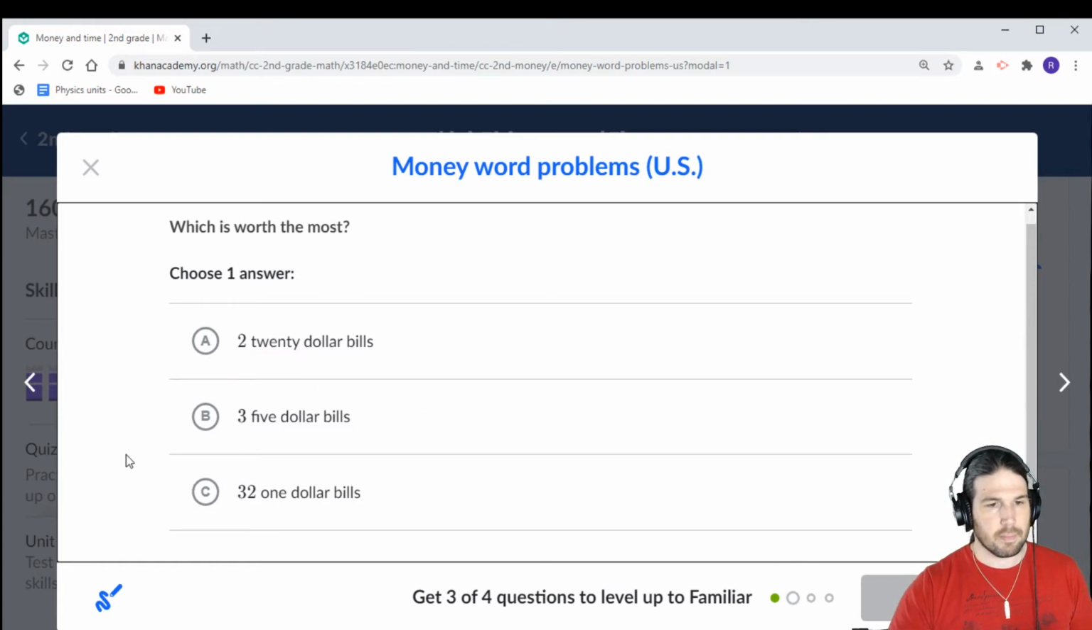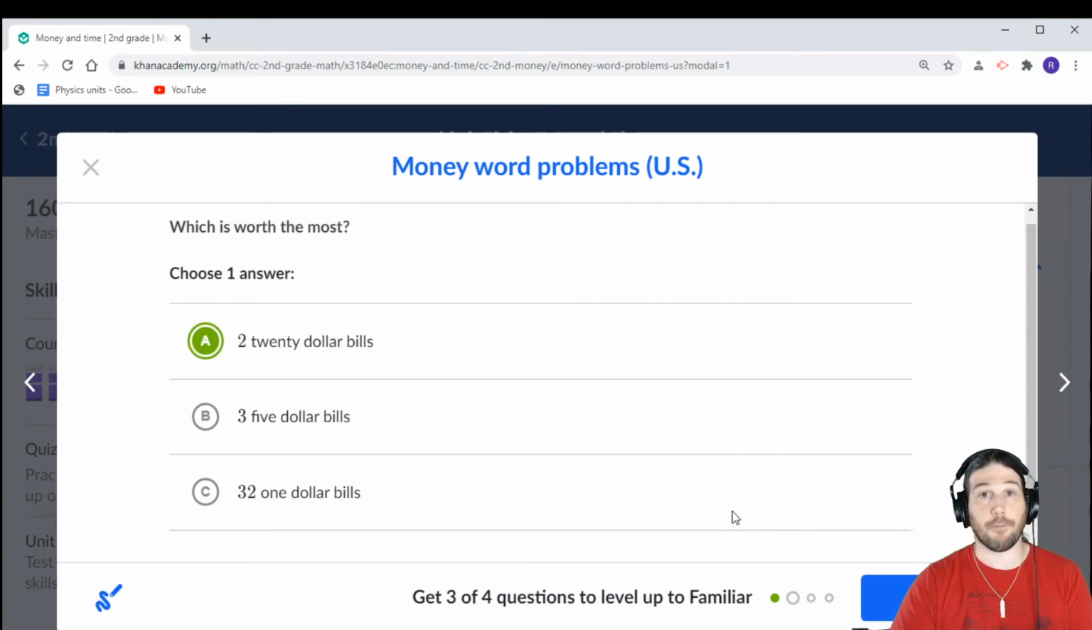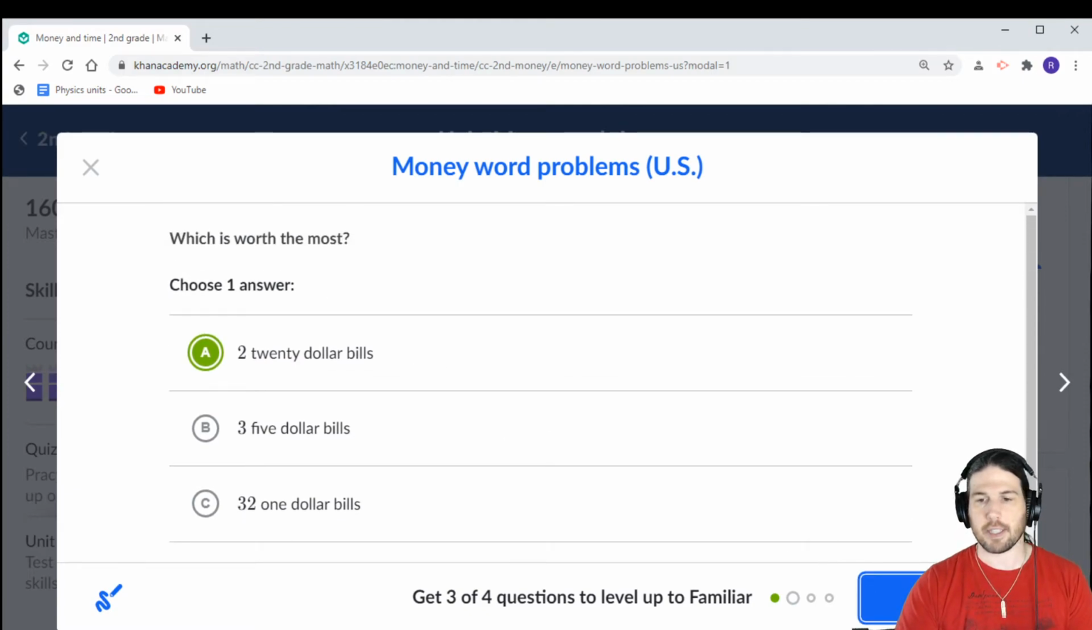Anyway, which is worth the most? 2 $20 bills is definitely worth $40. 3 $5 bills is worth 15, and 32 $1 bills obviously is worth 32. So A is the correct answer.